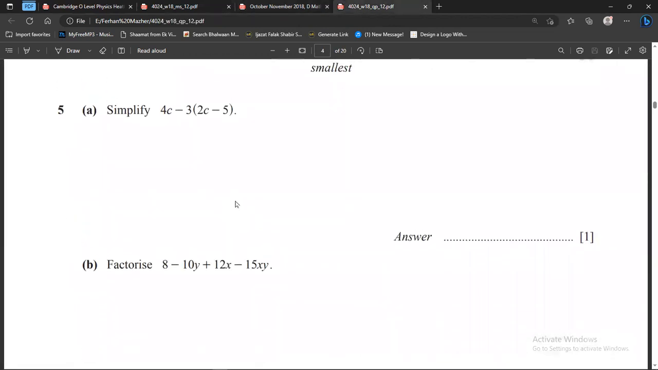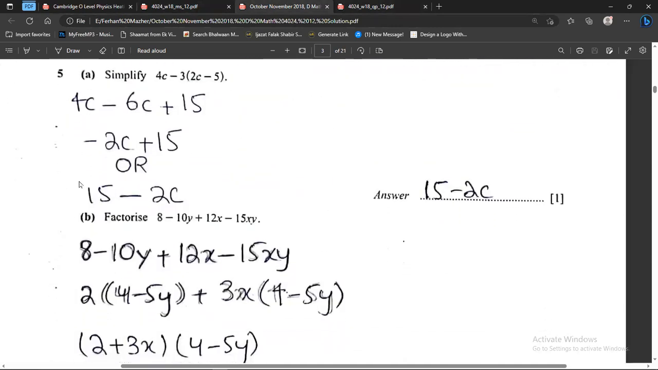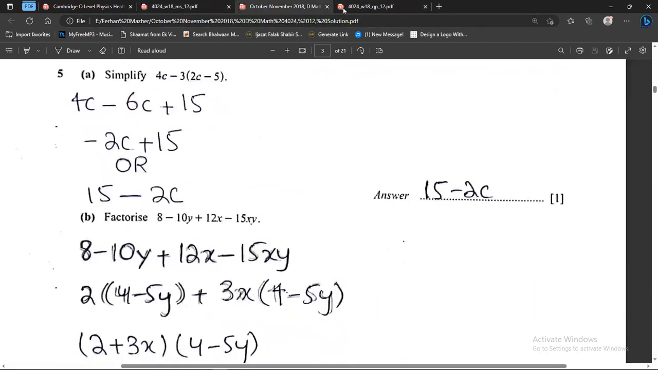Now, question number 5, A part, he says simplify. So here you only have to simplify. You open the bracket and add the C with the C and then the pure number with the pure number. Okay, so here we go. On your screen, the solution is showing up. So you will have 4C minus 6C plus 15. So minus 2C plus 15, or you can say 15 minus 2C. 15 minus 2C is the answer. That is right. This is the solution.